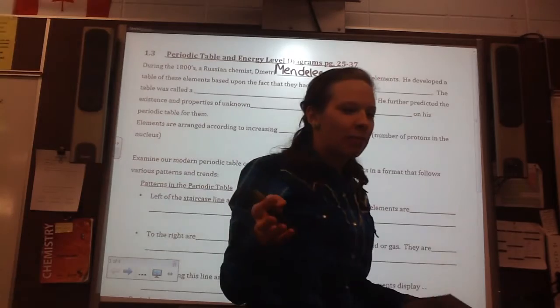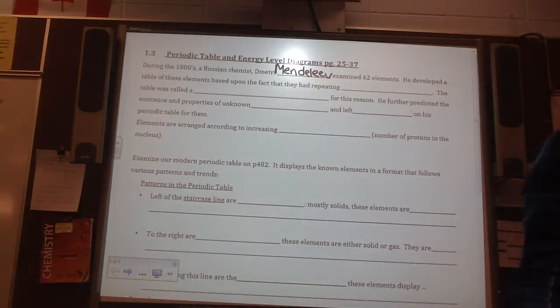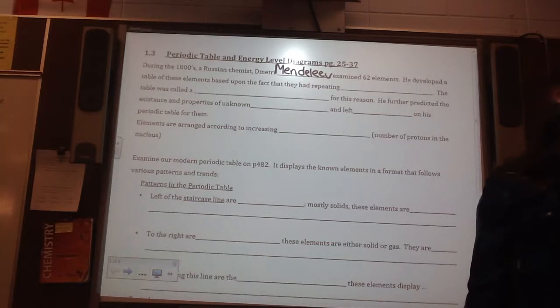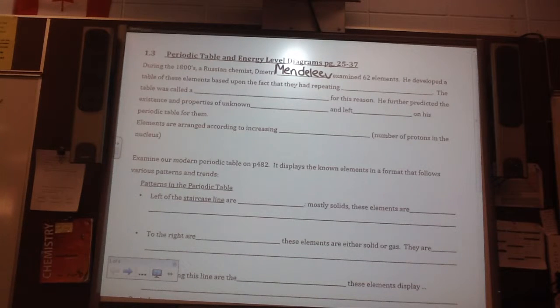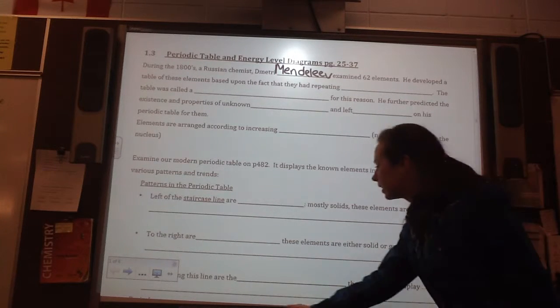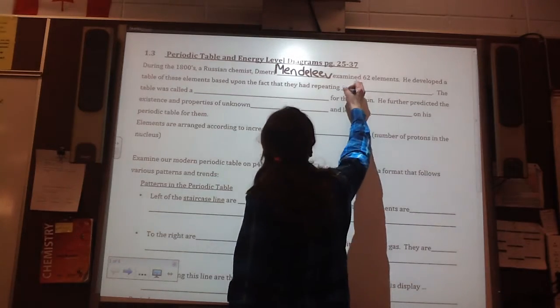So how did this happen? Well, old Dmitri was hanging out with some elements. Maybe he had some iron, maybe some mercury, because people were allowed to just play with mercury back then, and some sulfur or something. And he was examining these different elements, so he only had 62 at that time. He developed a table of these elements based on the fact that they had repeating properties.